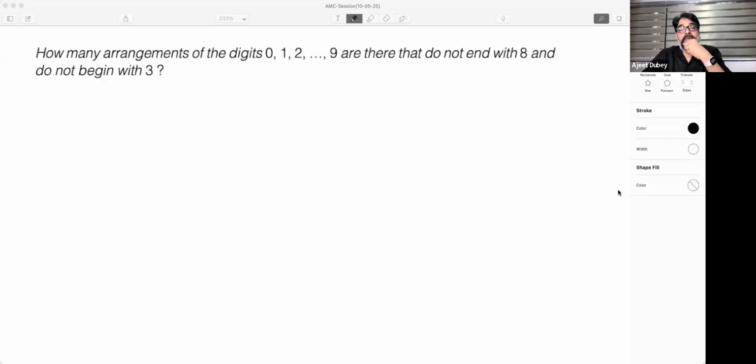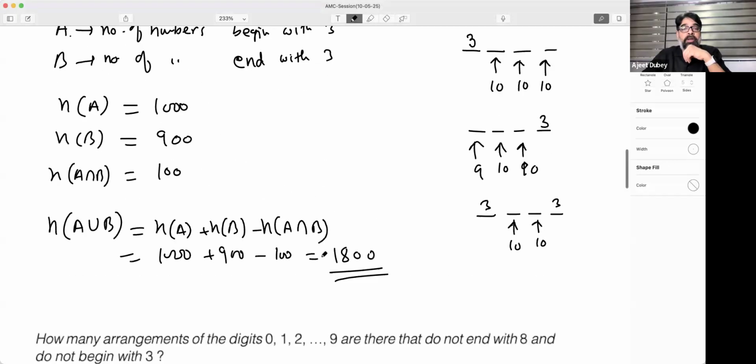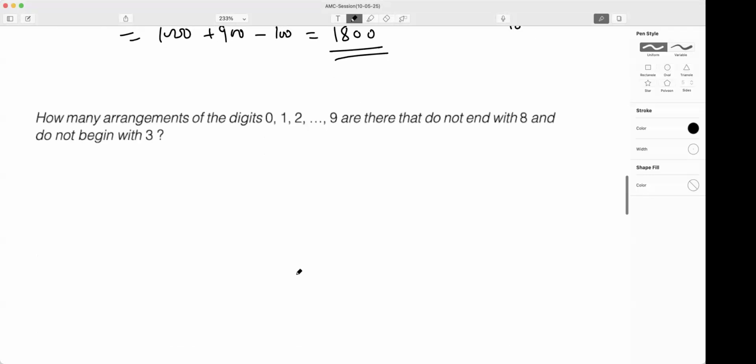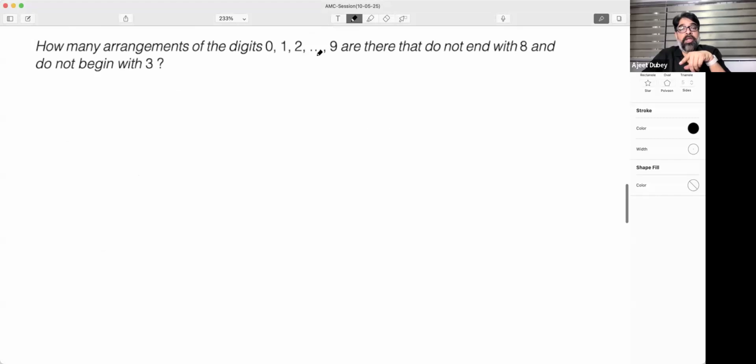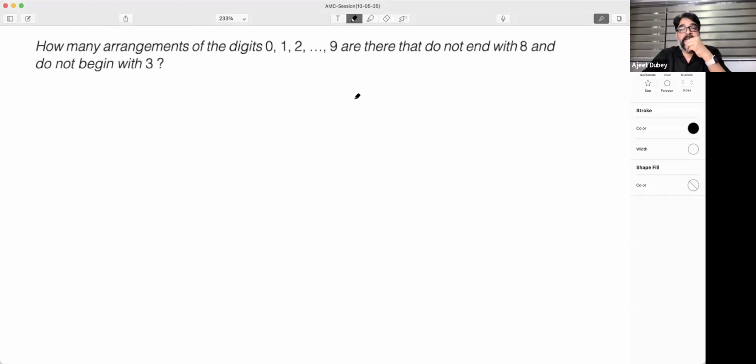No, Myra, how fast you got it, but I don't think that is correct. Sir, can you repeat numbers? Like, can you put the same number multiple times? Are you talking about this question? No, the current question. How many arrangements of the digits 0, 1, 2, 3, 4, 5 till 9. Yeah, so can you repeat? Yes, yes. You can. Okay.